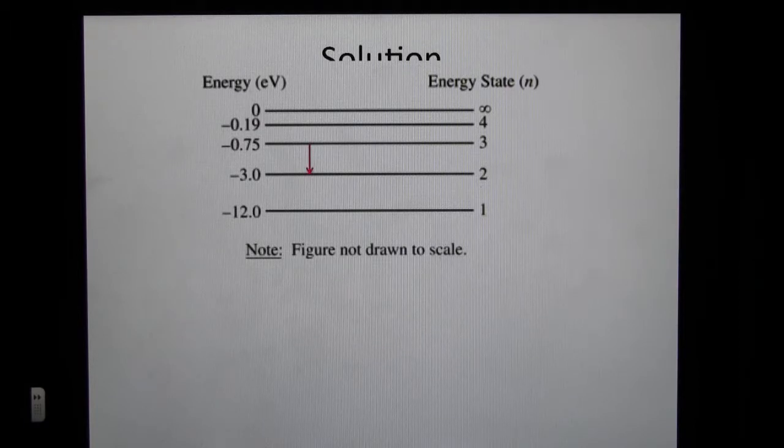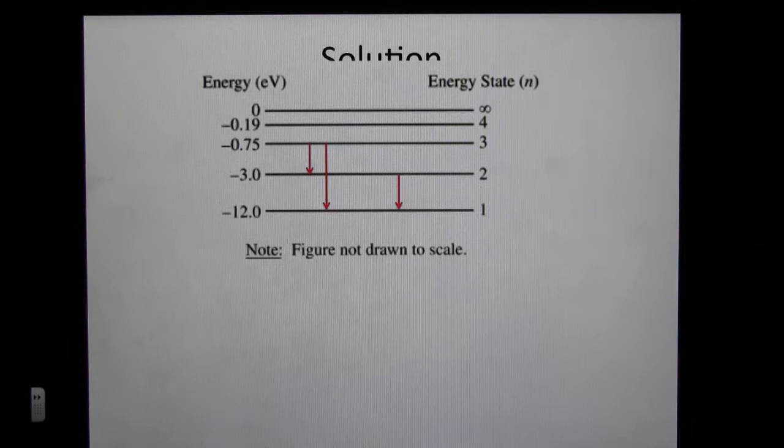The first transition is from n equals 3 to n equals 2. The second transition could be for an electron at n equals 3 jumping all the way down to the ground state where n equals 1. And the third possible transition is from n equals 2 down to n equals 1, the ground state.